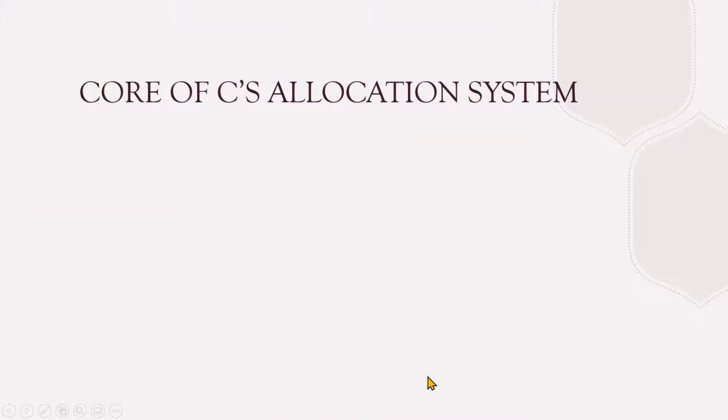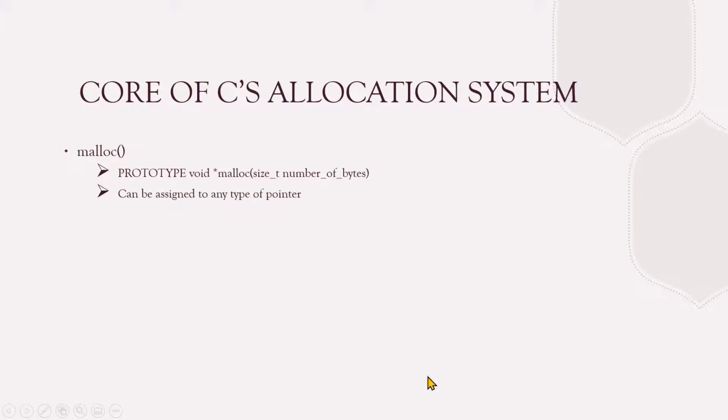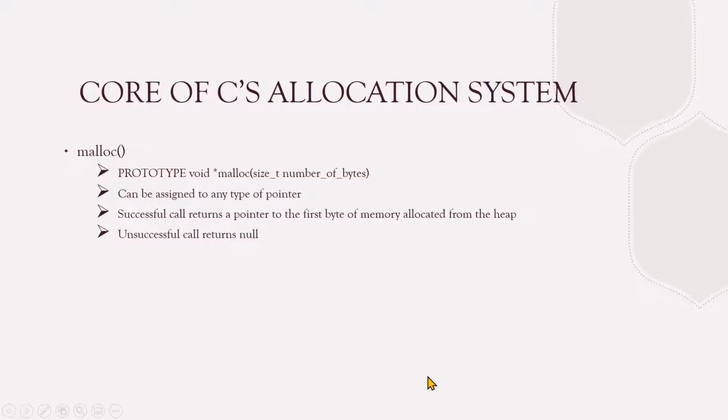The heap, on the other hand, has an arrow upwards. Now, having seen this, let's talk about the core of C's allocation system. We have two functions, memory allocation or malloc, and this has a prototype, which is void *malloc(size_t number_of_bytes). Okay, size_t is an unsigned integer defined in stdlib.h. Okay, so we can assign malloc to any type of pointer. Successful call returns a pointer to the first byte of memory allocated from the heap. Unsuccessful call would return null.